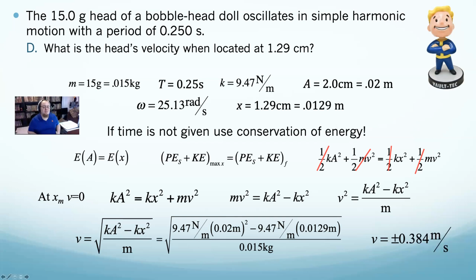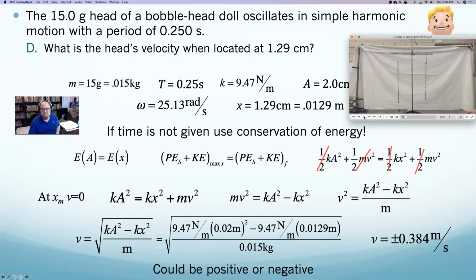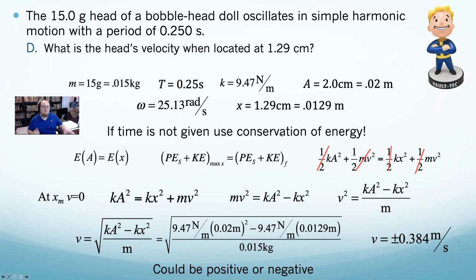Now it's of note there's two possible values. Because when x is at 1.29 centimeters, it could be going up, it could be going down. It could be going left, it could be going right. We don't know that. Because at some point it goes both, right? At any given height, it might be bouncing up or down. We can't tell. But if I ask for velocity as a function of position, use conservation of energy. If I ask for velocity as a function of time, or acceleration as a function of time, or position as a function of time, use the sine cosine equations.